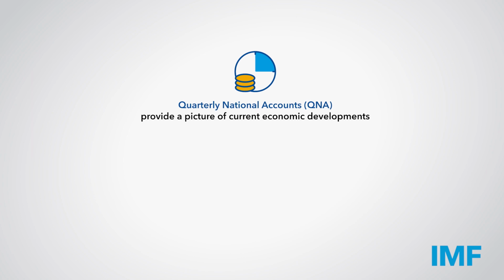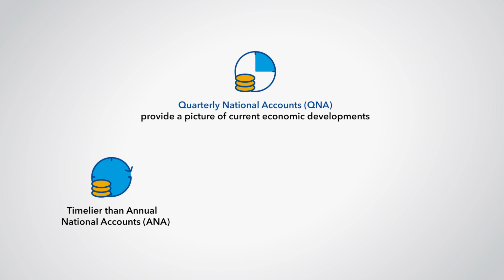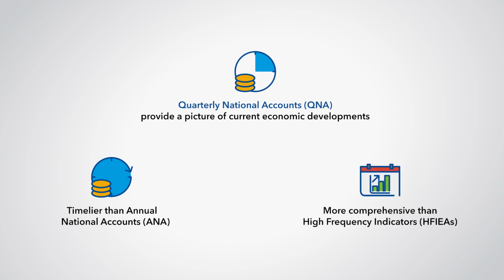The role of quarterly national accounts, or QNA, is to provide a picture of current economic developments that is timelier than the annual national accounts, or ANA, and more comprehensive than provided by high-frequency indicators. To meet this goal, the QNA should be timely, coherent, accurate, comprehensive, and reasonably detailed. If the QNA fulfill these criteria, they can serve as a framework for assessing, analyzing, and monitoring current economic developments.